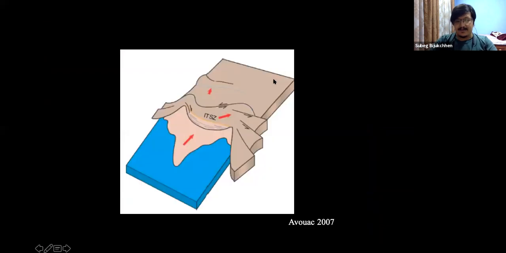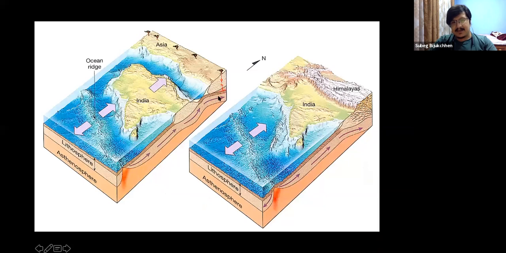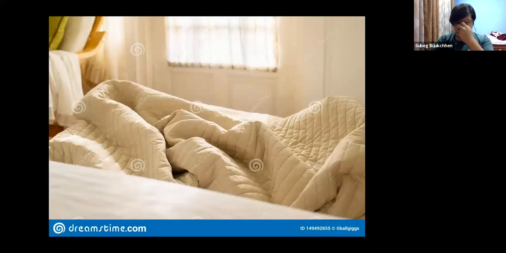If it is very deep, it will undergo ductile deformation due to the heat and pressure. And if it's near the surface, it's very brittle.